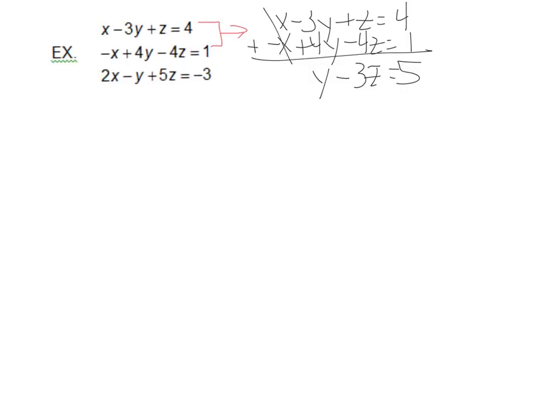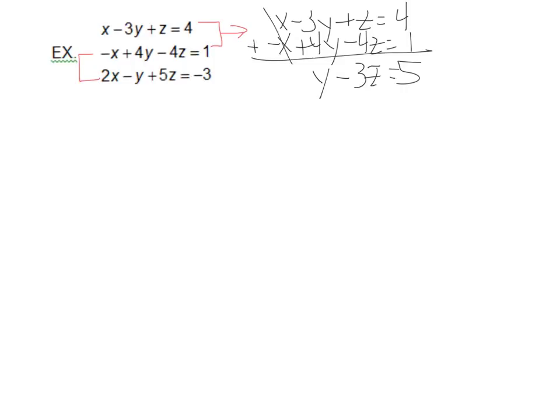Now, because I got rid of the x's just now, I'm going to put 2 different equations together, and I also have to get rid of the x's. Whatever you get rid of the first time, you have to get rid of the second time. So I'm going to choose the middle and bottom equations. Have to get rid of the x's because that's what I just got rid of the first time.